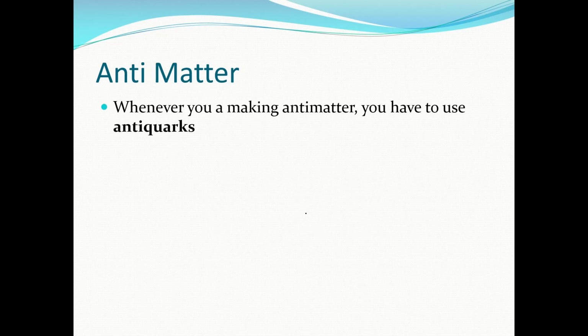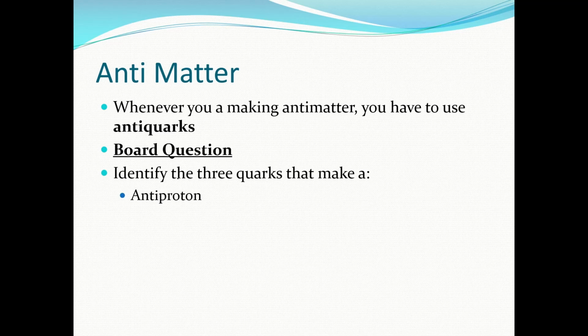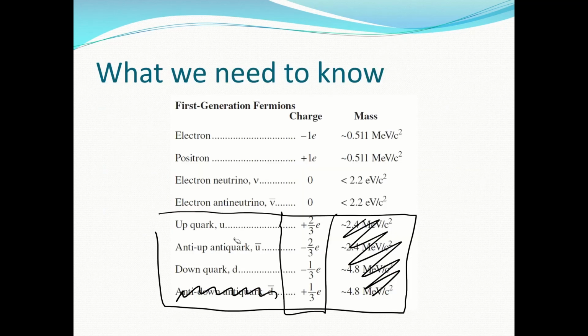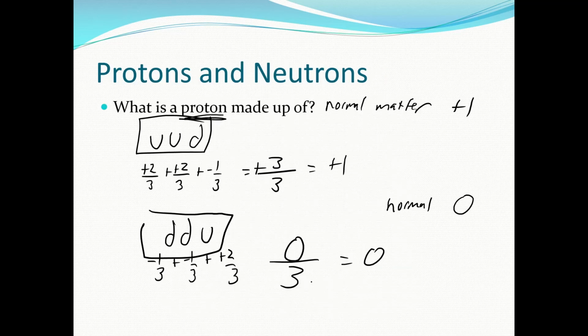Antimatter. Whenever you're making antimatter, you have to use antiquarks. So identify the 3 quarks that make up an antiproton. Okay, well, let's go back to this, right? And now we want to use antimatter. A proton has a charge of +1, so an antiproton is going to have a charge of -1. So how would we get a charge of -1? Well, we'd use 2 anti-ups and an anti-down.